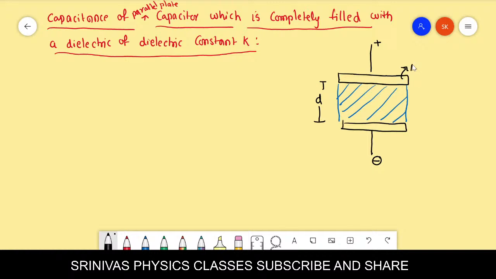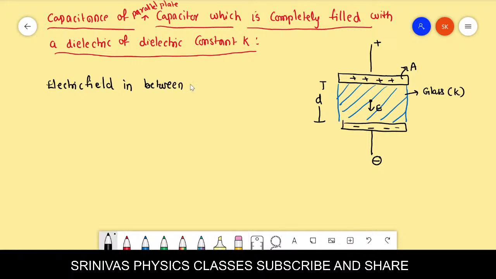The area of each plate we can consider as A. This plate is connected to the positive terminal and this plate is connected to the negative terminal. And this is the dielectric, which we can consider as glass or anything, whose dielectric constant we can consider as K. I want the electric field in between the two plates of the capacitor, which we can consider as E.